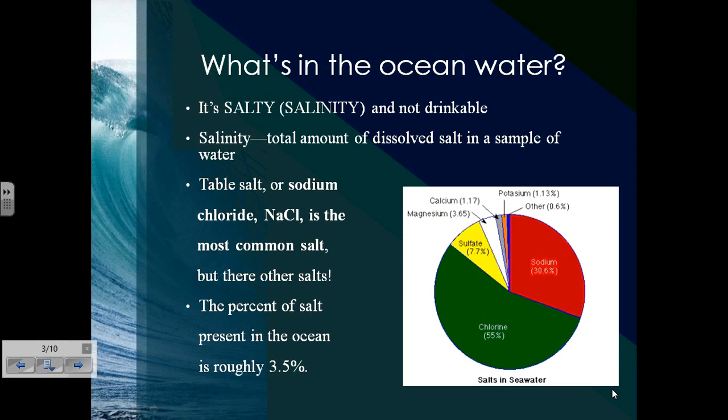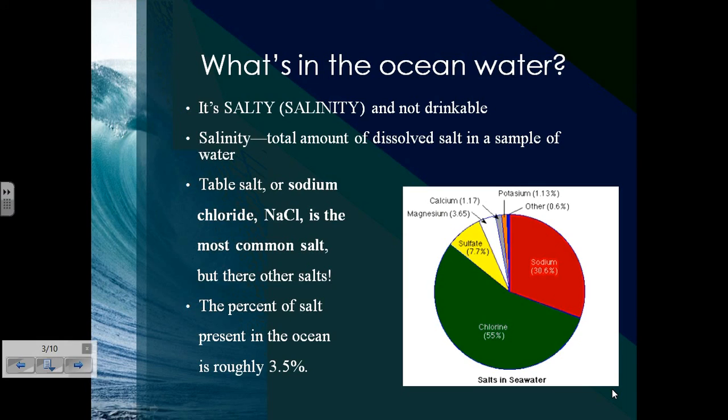Now, salinity is what we use to describe saltiness in this case, and it represents the total amount of dissolved salt in a sample of water. Now, table salt, or sodium chloride, represented by the chemical formula NaCl, is the most common salt. You can see that on the pie chart to the right, which is a combination of sodium and chlorine. The red being sodium, 30.6%, and chlorine being roughly 55%. So they make up the largest combination of our water.